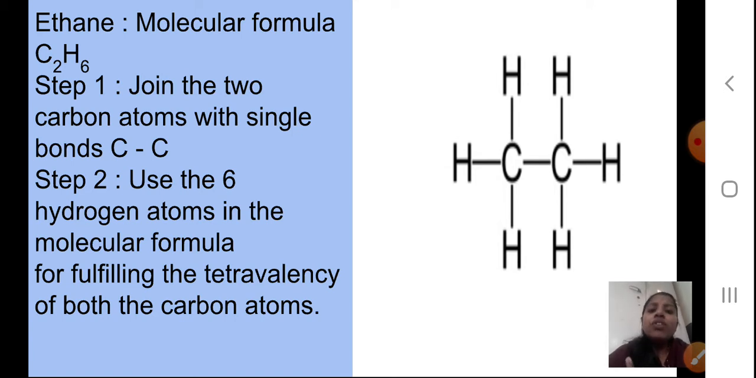So first step, you have studied this last time also. Join the 2 carbon atoms by a single bond. You can see it is shown C dash C. Then what is your step 2, students? Use the 6 hydrogen atoms. We are using hydrogen to satisfy the valency of carbon, so use the 6 hydrogen atoms in the molecular formula for fulfilling the tetravalency of both the carbon atoms.